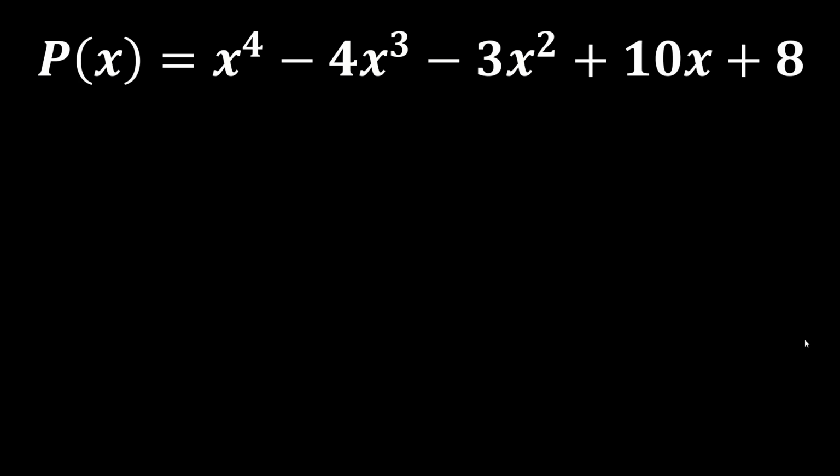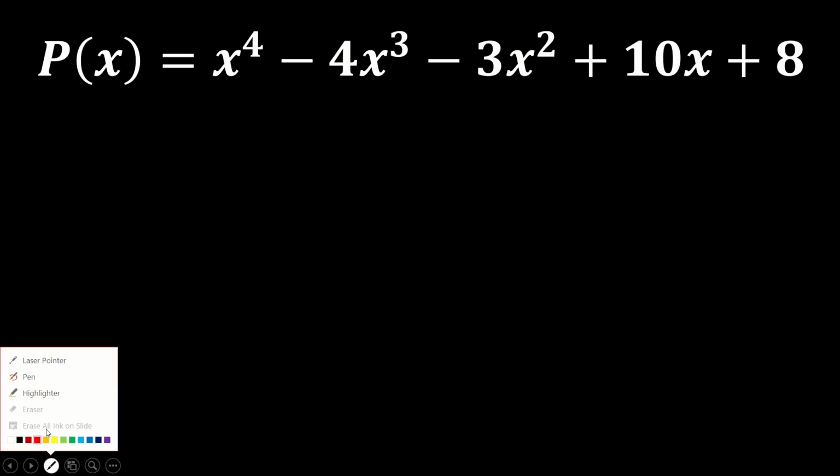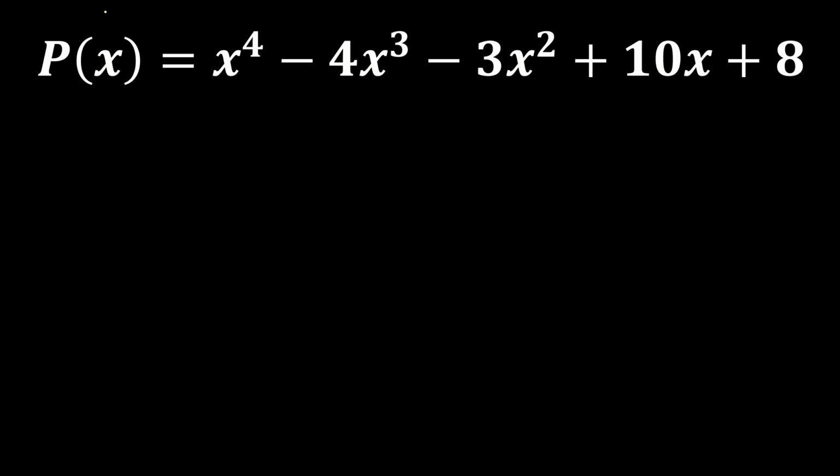Okay po, going back, we have p of x is equal to x to the 4th power minus 4x cubed minus 3x squared plus 10x plus 8. Now, let's have the Descartes' rule of signs muna. So, di ba sa Descartes' rule of sign, ilan yung positive, ilan ang negative na roots.